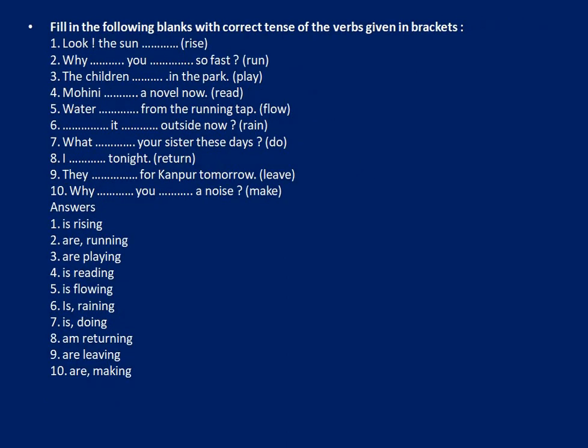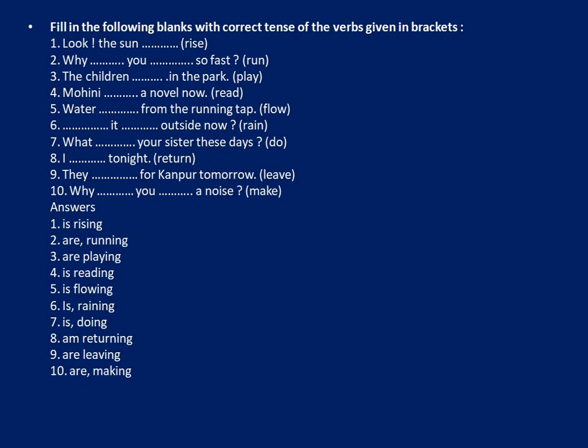Another exercise is here. Fill in the blank. You have to use the correct tense of the verb given in the bracket. So children, you have to do it by yourself, and the answer is given down. Don't look at the answer. First you solve it by yourself and then you check whether the answer is correct or not. I'll read it for you. Look, the sun is rising. Why are you running so fast? The children are playing in the park. Mohini is reading a novel now. Water is flowing from the running tap.